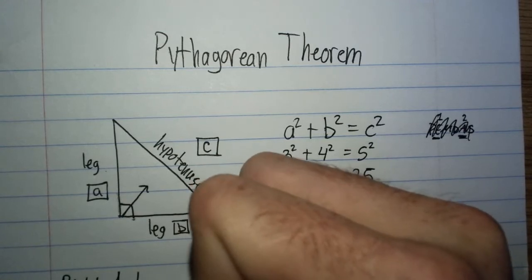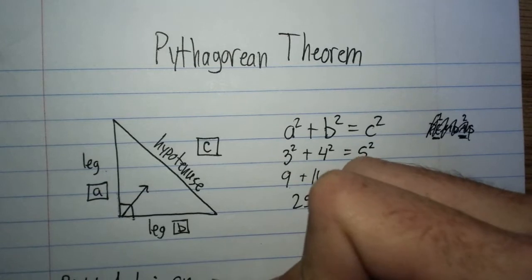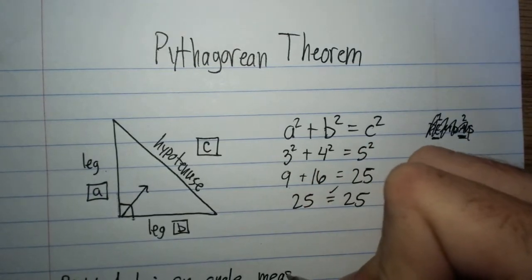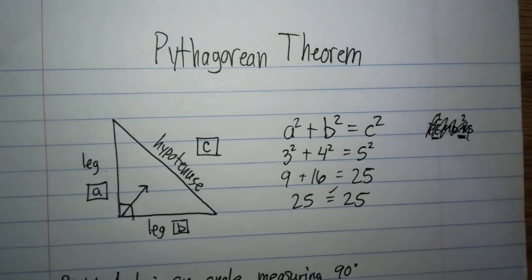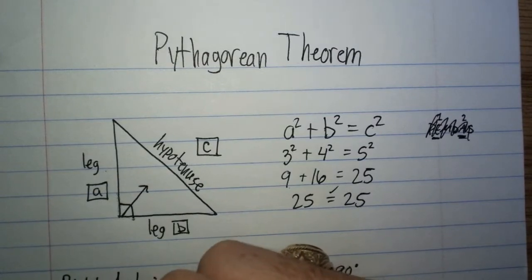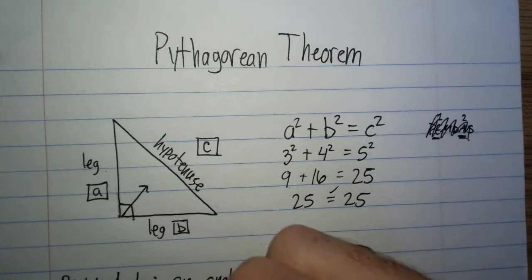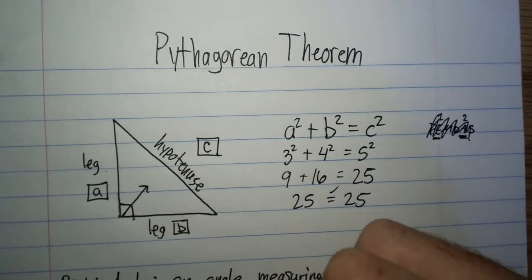A right angle, that's simply an angle measuring 90 degrees. We have legs on our right triangle. Your legs are the two shortest sides.